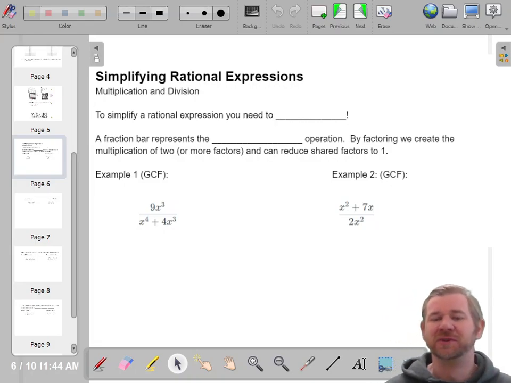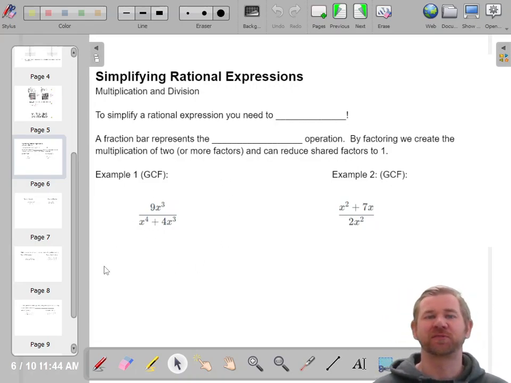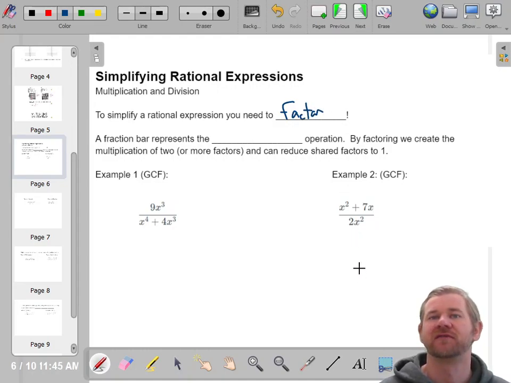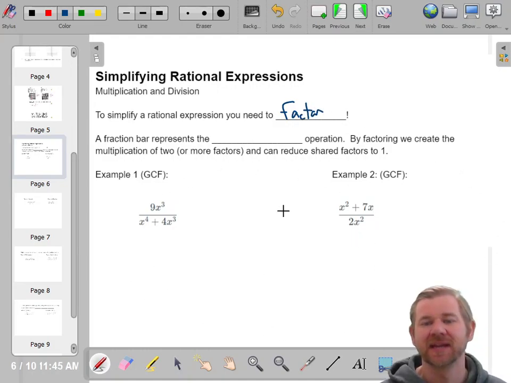Hello everyone, we're going to simplify some rational expressions, and we've been talking about it all year. It's not going away. If you're going to simplify a rational expression, you need to factor. So there's a lot of factoring, and I'll tell you that these problems today are relatively easy factoring. We're just trying to get the concept down. The factoring I expect of you is more difficult than this.